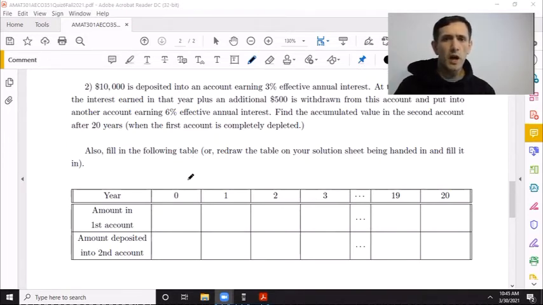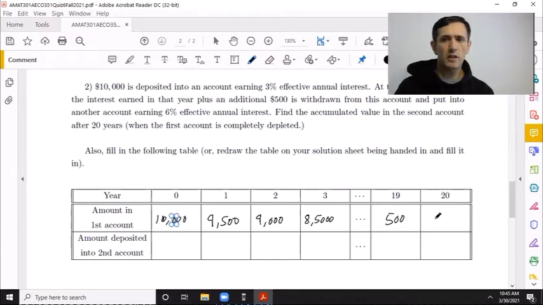Okay, so let's fill out this row here. You start off with 10,000, and each year, at the end of each year, you withdraw interest plus 500. So you have 9,500 at the end of the first year, 9,000 at the end of the second year, 8,500 at the end of the third year, so on and so forth, 500 at the end of the 19th year, and finally 0 at the end of the 20th year.